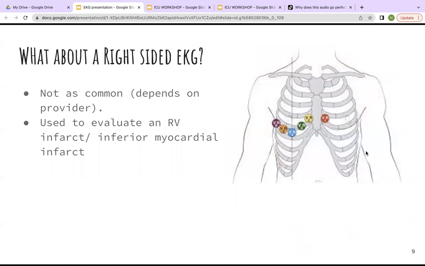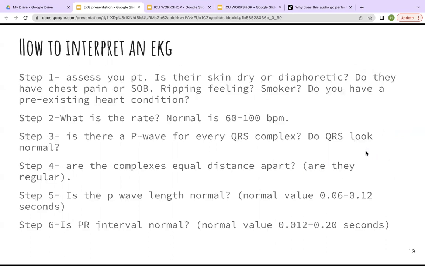Okay, the right-sided EKG. It's really not as common. It's used to evaluate an RV infarct or an inferior myocardial infarction. I've also seen it used, well, it's not necessarily a right-sided EKG, but when I started working in COVID and patients were prone and we needed an EKG, risk versus benefit, it wasn't beneficial to flip our patients back over just to do this procedure. You are able to do a posterior EKG as well if the situation calls for it.